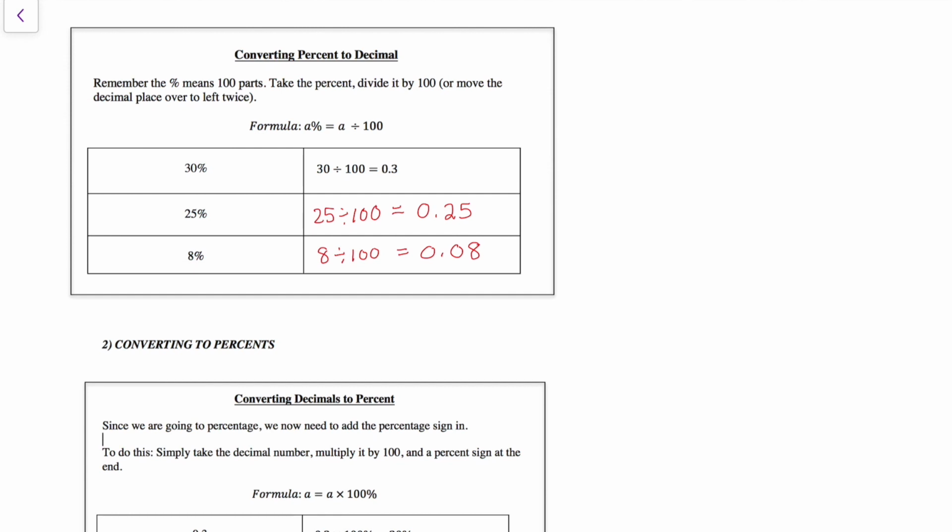And if we have a percent that's more than 100, so let's say 115%, I still do 115 divided by 100, which is going to give me 1.15, because I have one whole, 100, plus 15 more percent. So I have one whole plus 0.15 more.